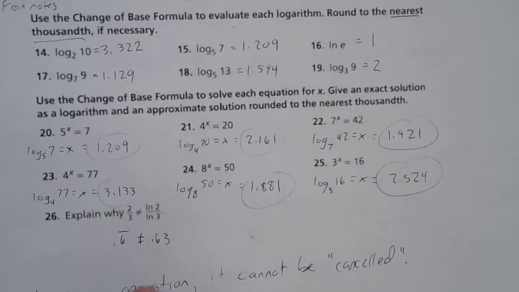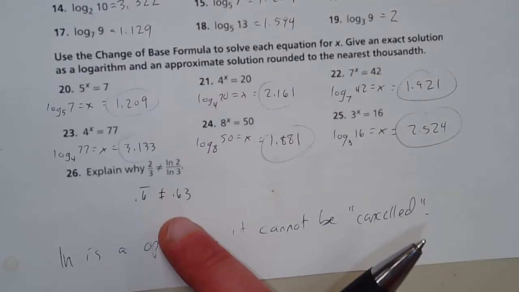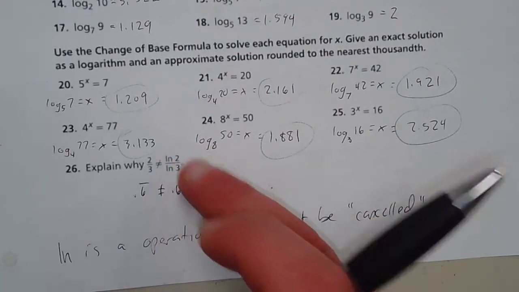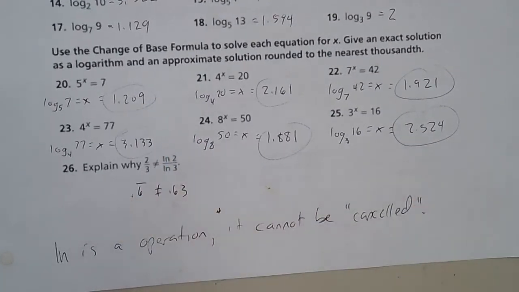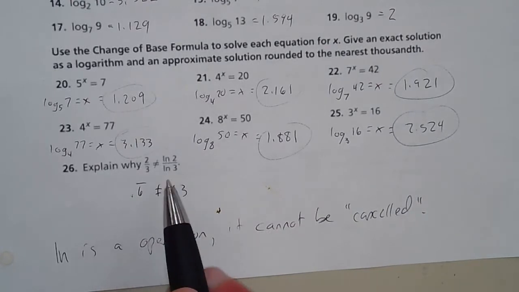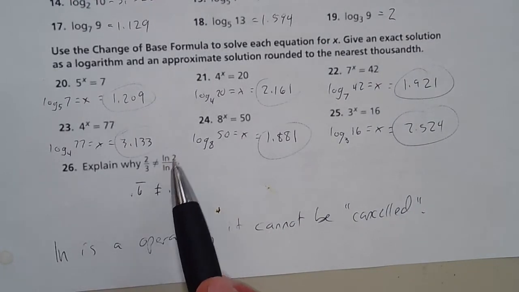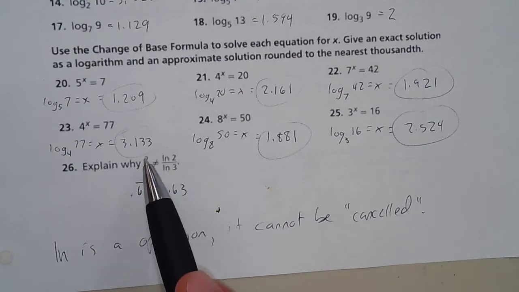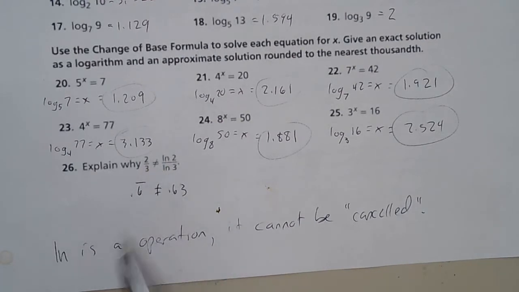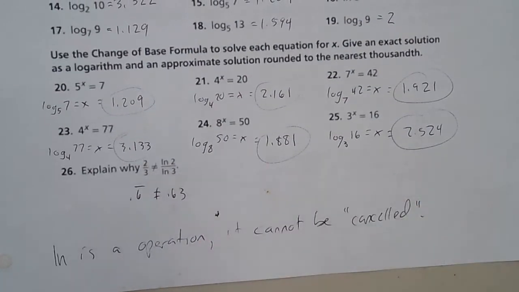Definitely not too tough. This one, I showed why they weren't equal. So I worked this out and I got 0.63, which is not the same thing as 0.66. The reason why it doesn't work is natural log is changing what these are. It's an operation, so you don't have the same ratio. You can't just cross off ln and call it a day. It's an operation, which means these have different values than just 2 and 3 will have.